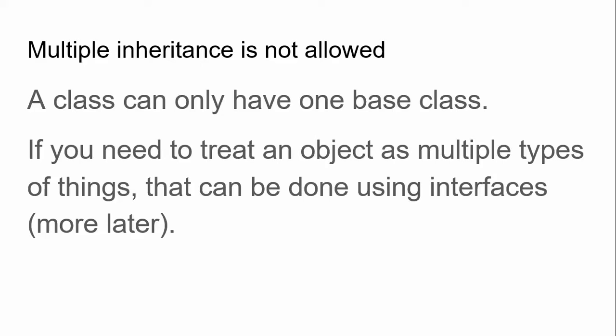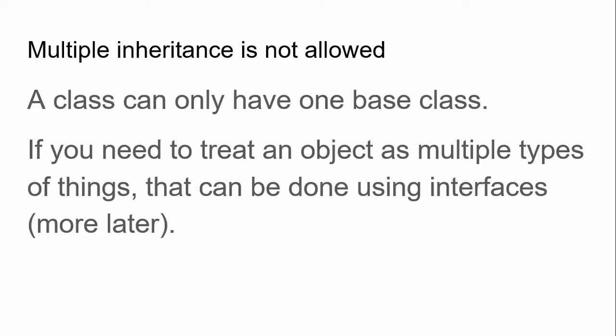Many other languages realized that multiple inheritance can create a lot of problems, and they removed that feature from the language. So Java does not support multiple inheritance, and C# does not support multiple inheritance. If you need an object to be more than one type of thing, that is where interfaces come in, and I'm going to talk about interfaces in a later presentation.